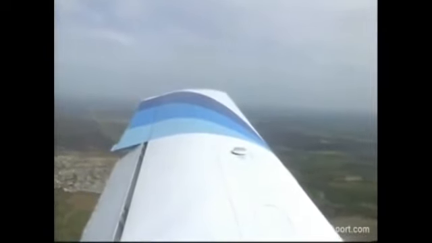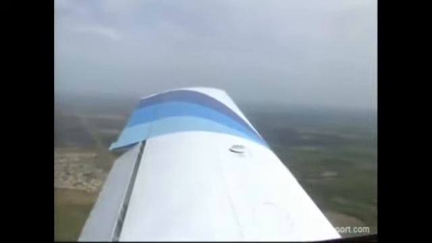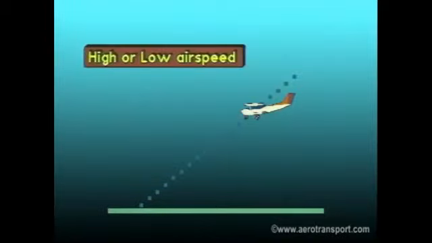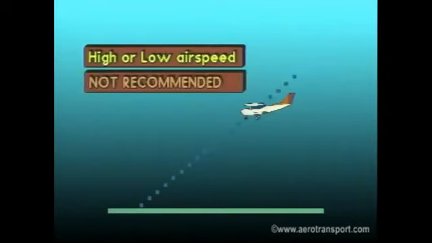Because flaps increase lift and drag, it is possible to descend at a lower airspeed when they are extended. If you are flying an aircraft with retractable landing gear, you may steepen the angle of descent by extending the landing gear. The angle of descent may also be steepened by descending at a very high or a very low airspeed. However, this is not desirable under most circumstances.